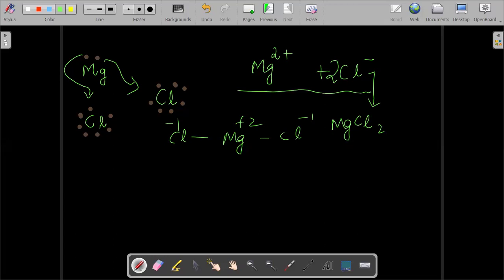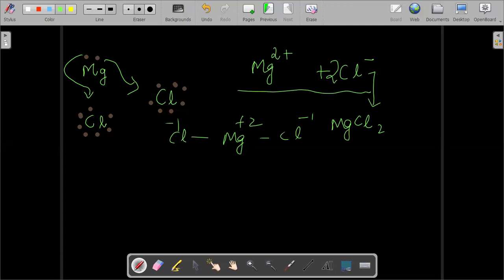We generally use square brackets for complex ions. We don't use square brackets for simple ions. So chloride is a simple ion, so we don't use a square bracket. Understood all this?